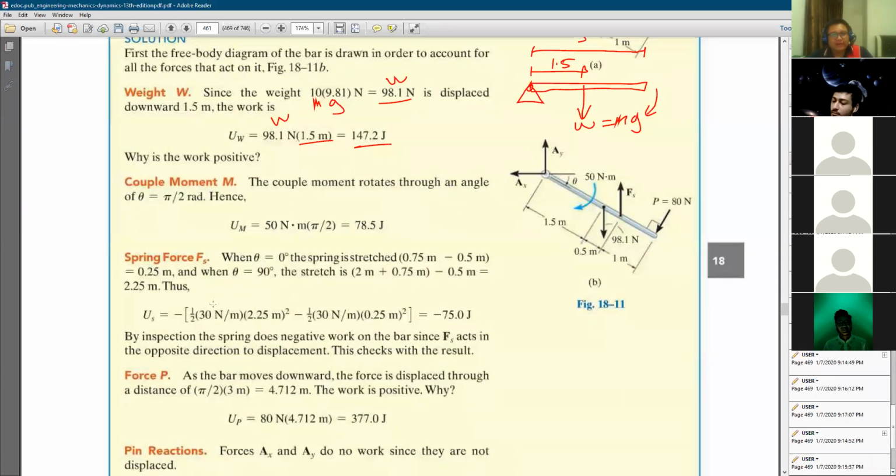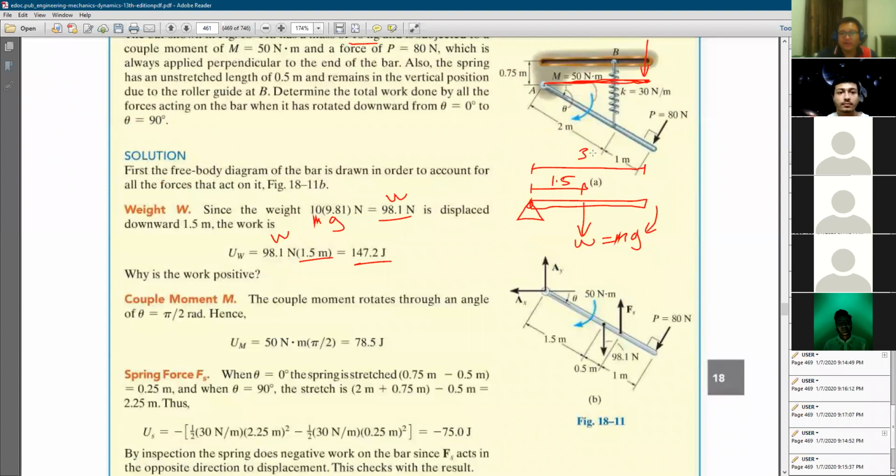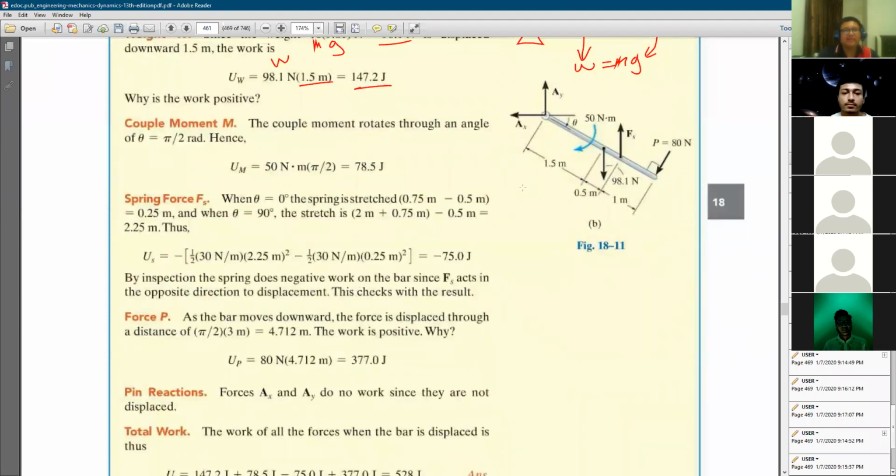Okay, just now we looked into the weight. And don't forget that we have another 3 items that need to be considered: the moment here, the spring, as well as this external force P, which is 80 Newton. So we move on with the moment.